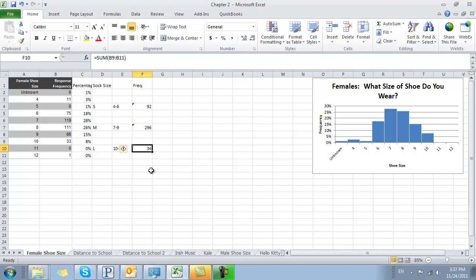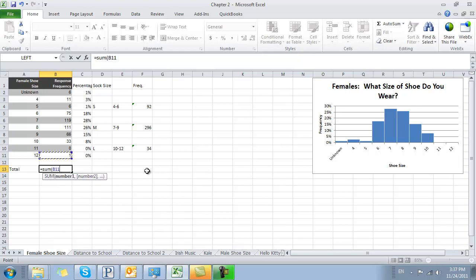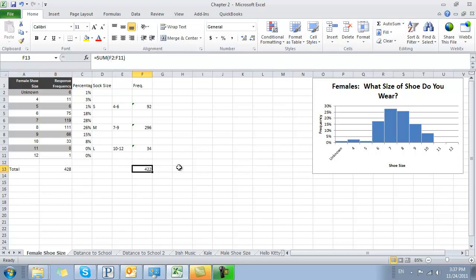Now, if I didn't include this 6, this total group is going to be smaller. Watch total. See how many responses I have here equals the sum of all of these responses. 428 responses versus only 422. And that's because I'm missing these 6. Well, these 6 responses are no longer relevant for creating my plots for my shoe size by socks.